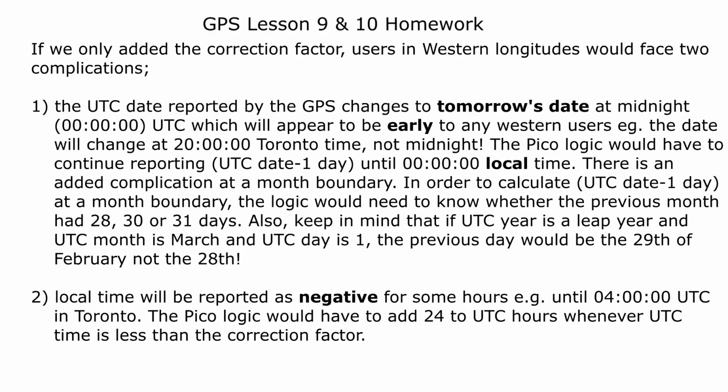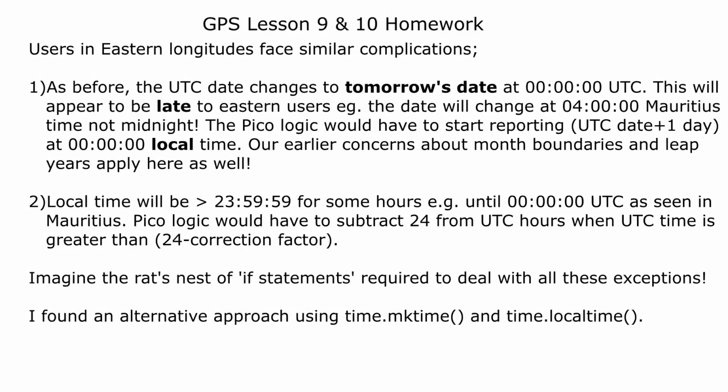The second complication is that local time would be reported as negative for some hours. For example, until 4 o'clock UTC in Toronto. The Pico logic would have to add 24 to UTC hours whenever UTC time is less than the correction factor. Users in eastern longitudes face similar complications.